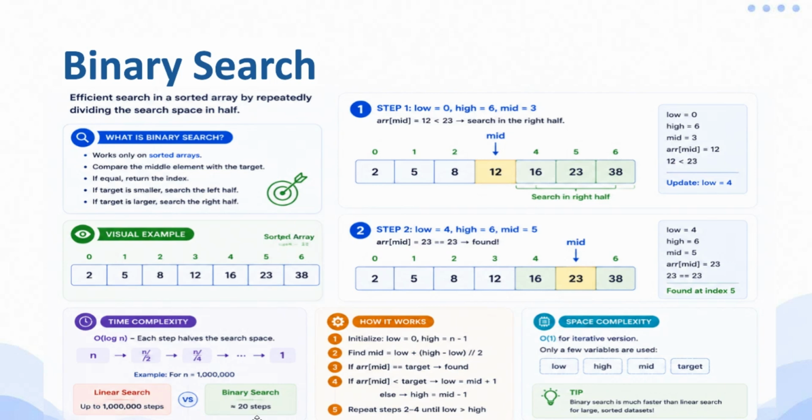And also binary search only works on sorted arrays. If the array is unsorted, you must sort it first, and so it's only worth it if you perform many searches on the same data. Okay.